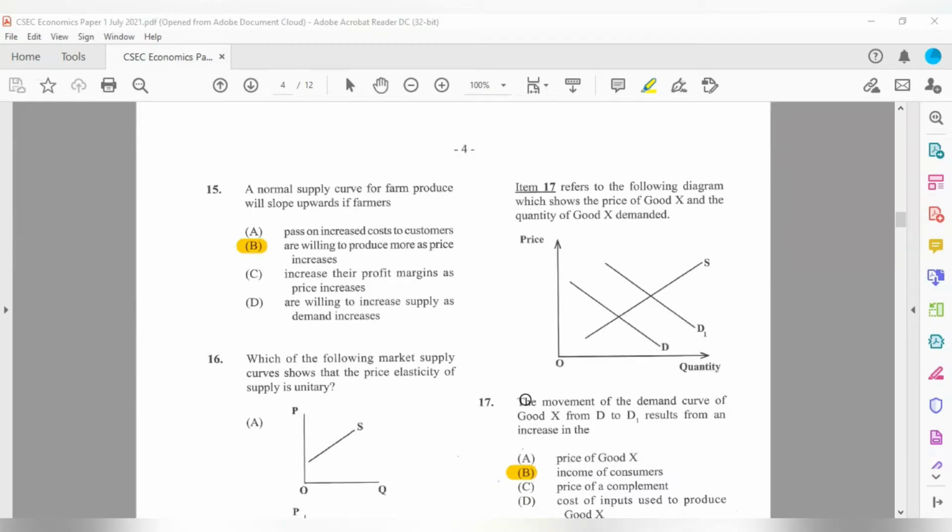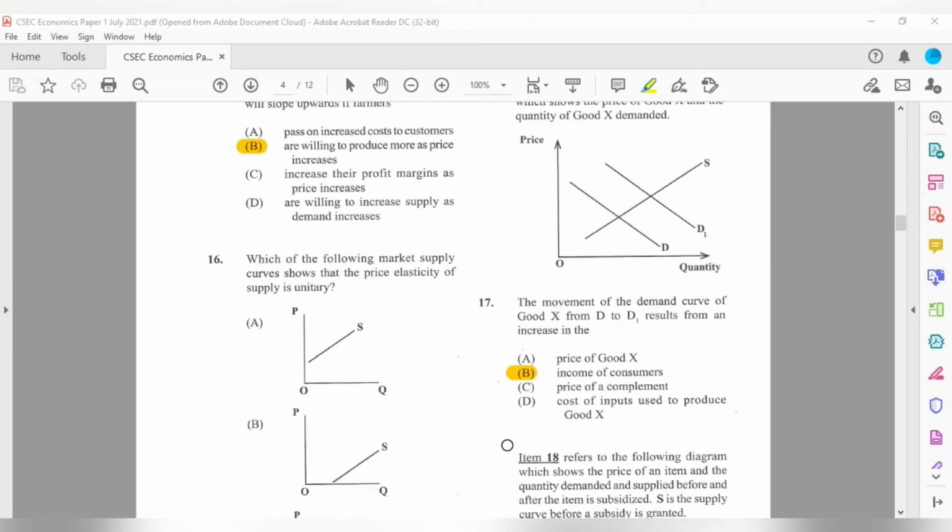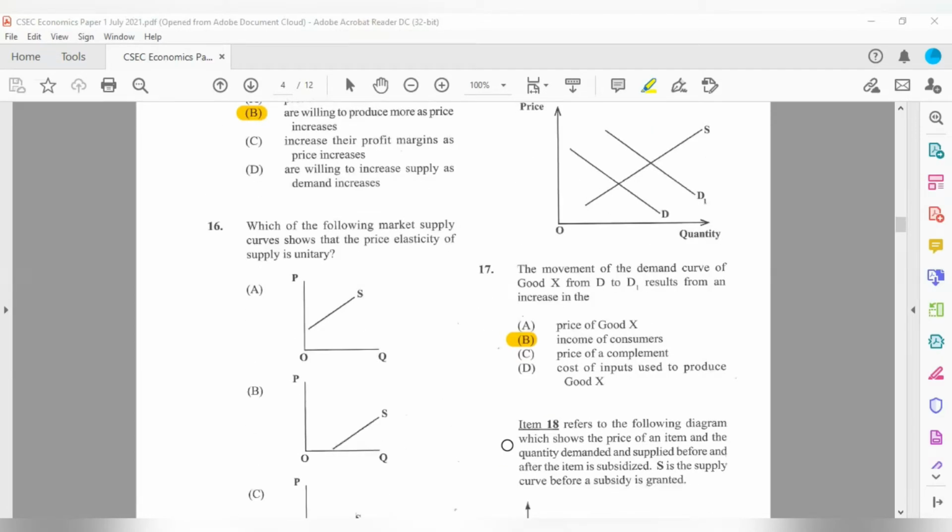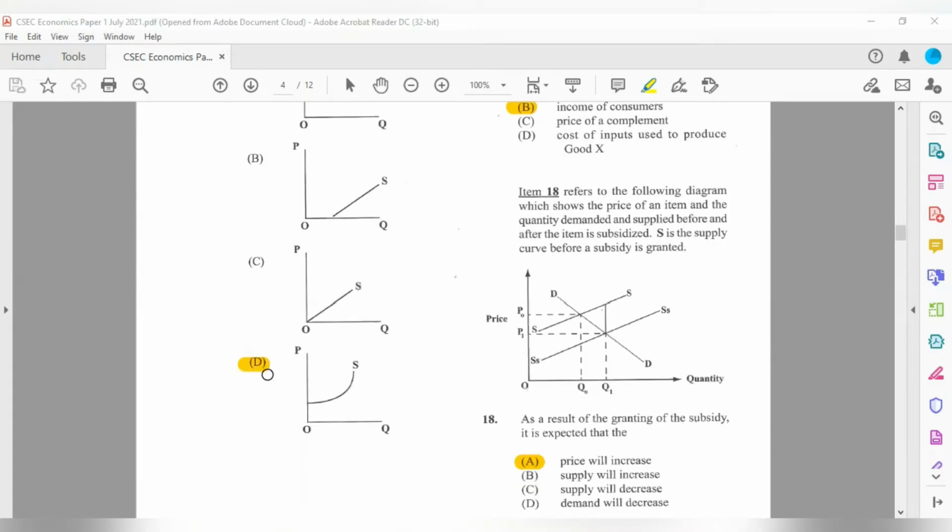15, a normal supply curve for farm produce will slope upwards if farmers are B, willing to produce more as price increases, because the slope of the curve has everything to do with its price. Yes. 16, which of the following market supply curves shows that price elasticity of supply is unitary? The answer is D.